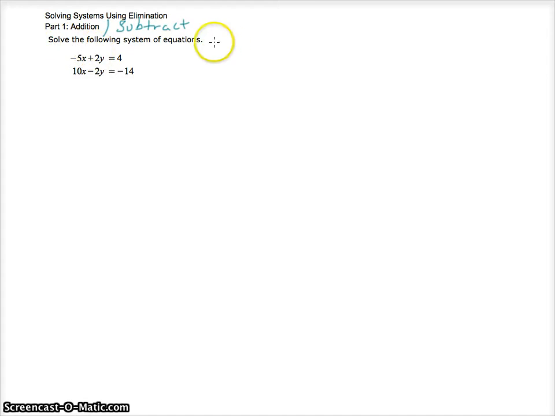It says solve the following system of equations, and we know from solving systems that we need an ordered pair, so we need to get one of the variables by themselves. So the goal is to cancel one of the variables. Once I've canceled a variable, I can then solve for the next one.